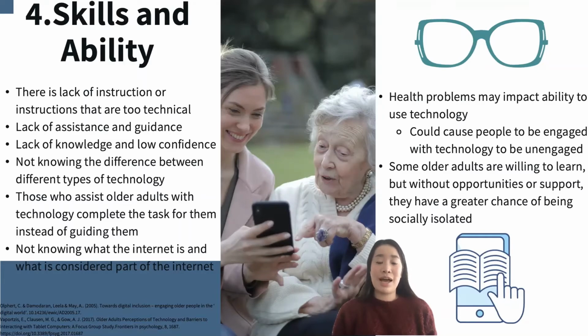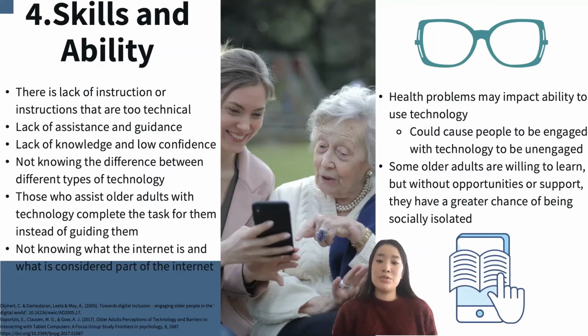As a result, a lack of assistance or guidance would make it difficult. However, even with assistance, assistants usually complete the tasks for them instead of guiding them, so they are not being taught the skills and ability to use technology. Many older adults also don't know the difference between different types of technology and their functions. Health problems or disabilities may also impact the ability to use technology, especially if they are not accessible to all.